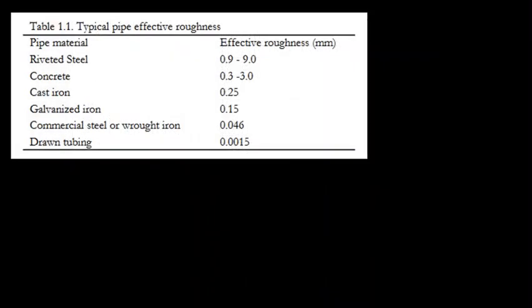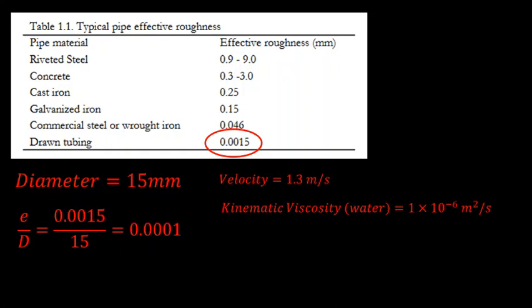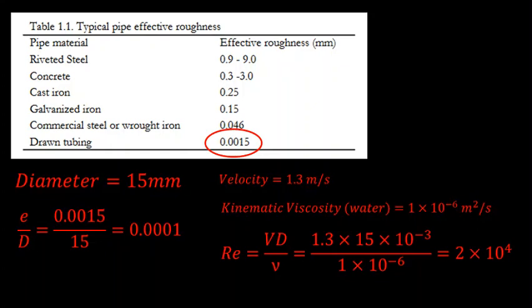Let's say we know the pipe is made out of PVC. This allows us to select our corresponding effective roughness. And we know that our pipe is 15 mil diameter. With these two values, we can calculate our relative roughness at 0.0001. We are then told the fluid is flowing at a speed of 1.3 meters per second, that the fluid is water, so we'll use this approximate value for kinematic viscosity of water. We now have all the information we need to calculate our Reynolds number, which comes out as 2 times 10 to the 4. With that information, we can now go back to our Moody diagram.